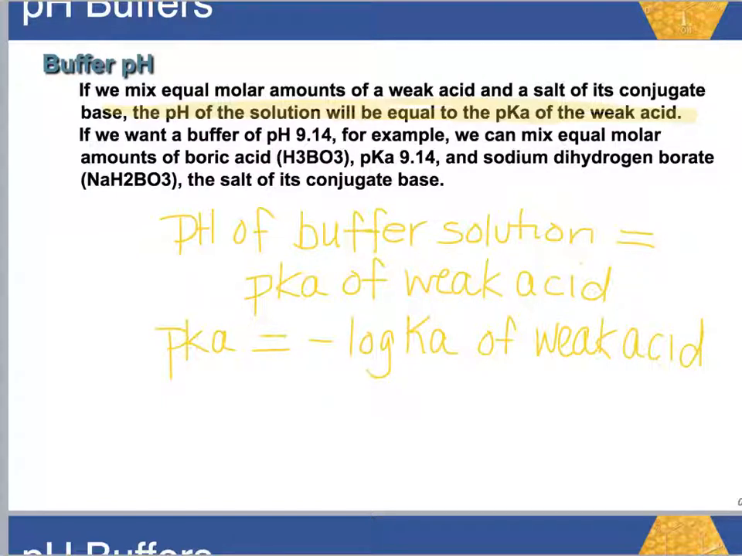So for example, if we want a buffer with a pH of 9.14, then we can mix equal molar amounts of boric acid, which has a pKa of 9.14, and its conjugate base, sodium dihydrogen borate. These are just examples. So you have to find a pKa that matches up to the pH that you want. And sometimes you don't have a pKa list, so you have to take the negative log of the Ka.